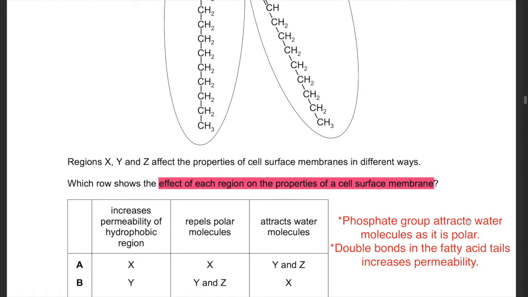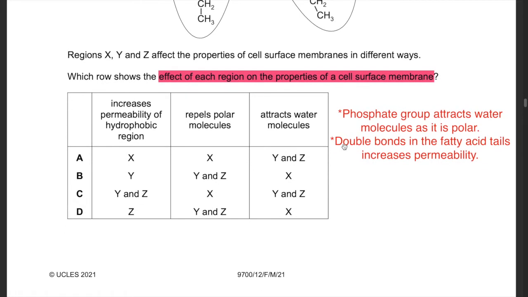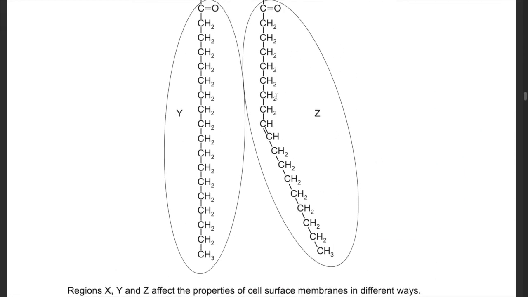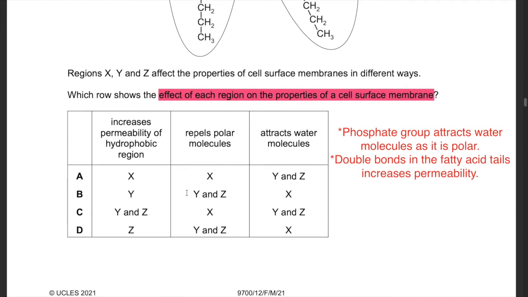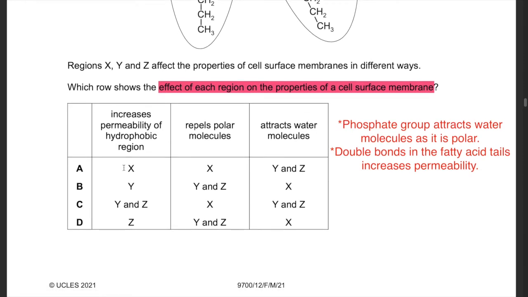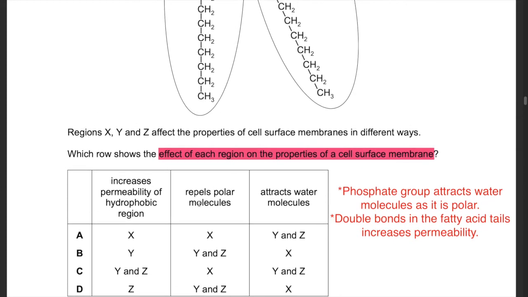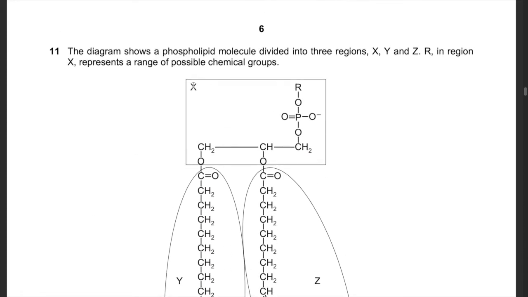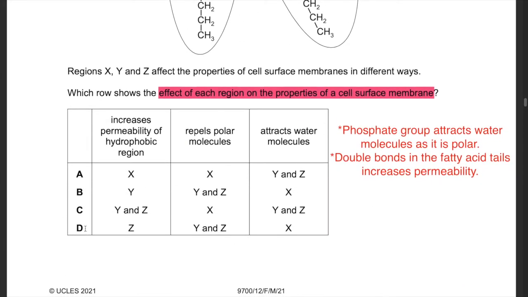So phosphate group attracts water molecules as it is polar. So the phosphate group over here is region X. Double bonds in the fatty acid tails increases permeability. So as you can see in region Z, there is a kink or rather a bent tail. So that refers to increased permeability due to increased fluidity. So increases permeability of hydrophobic region, that should have Z, and attracts water molecules as we mentioned above, it's region X. Therefore the answer is D.